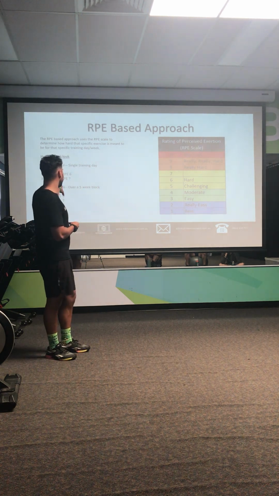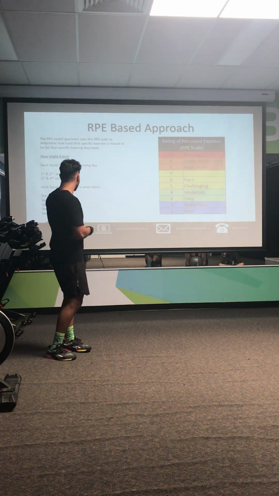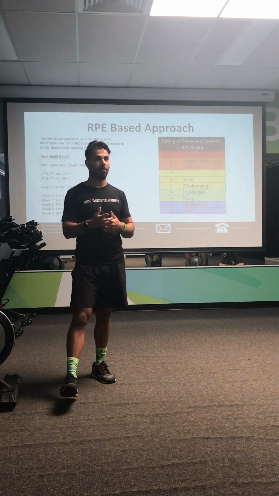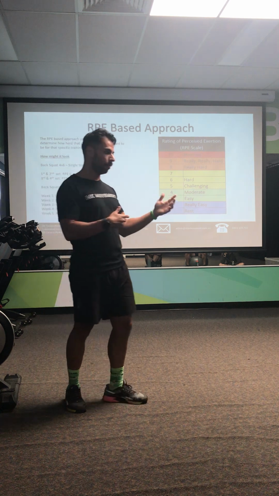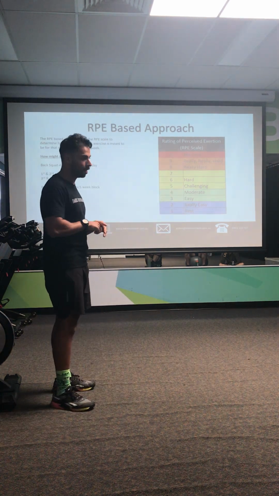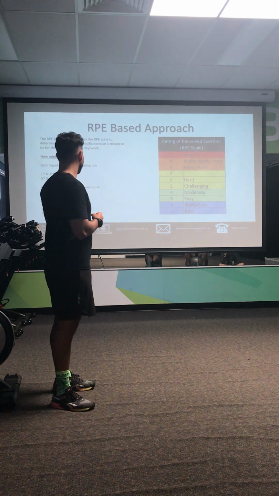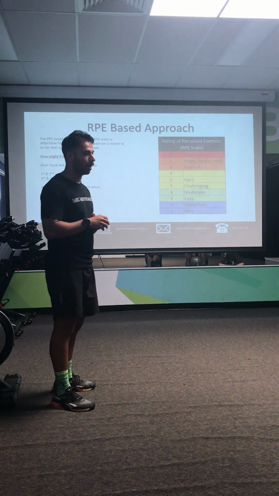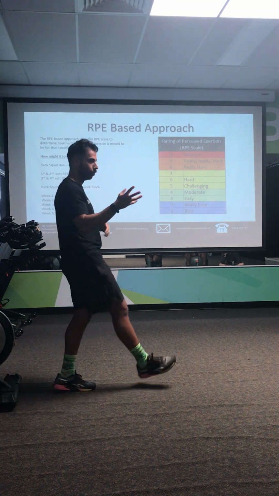How it could look over a 5-week block is that if, say for example, you're teaching someone a new pattern, a new movement, the first week you might be like, right, we're just going to work at an RPE 6. Week 2 and 3, you could do it at an RPE 7. Week 4 and 5, you could do it at an RPE 8. Right? So that's how it could look.